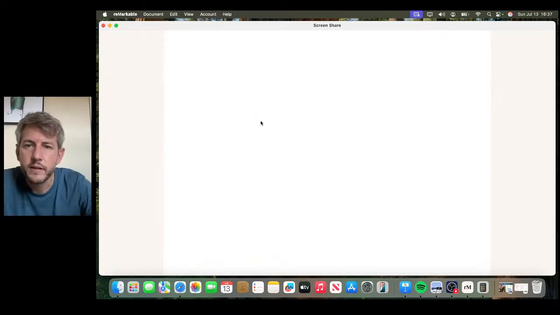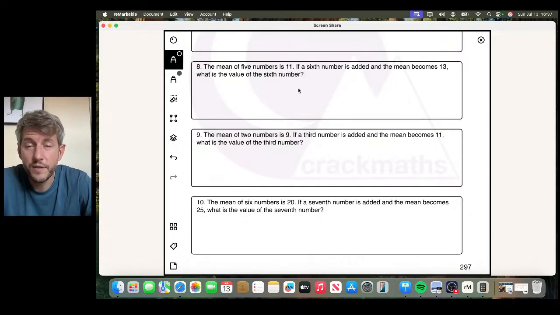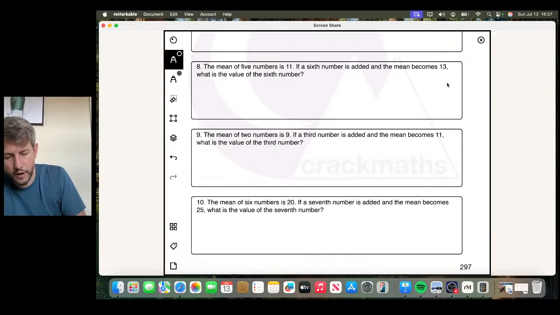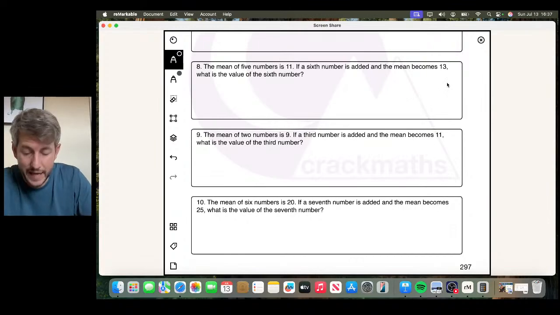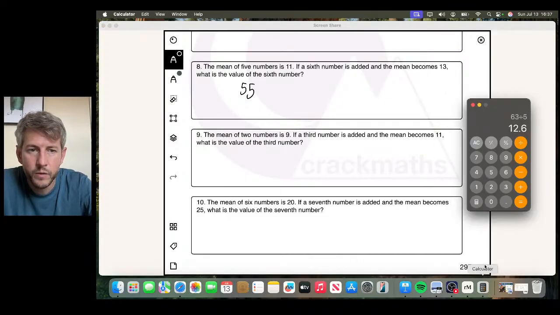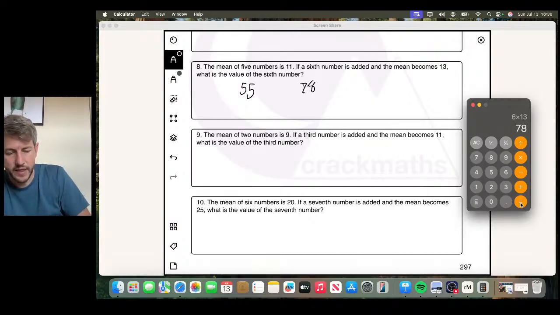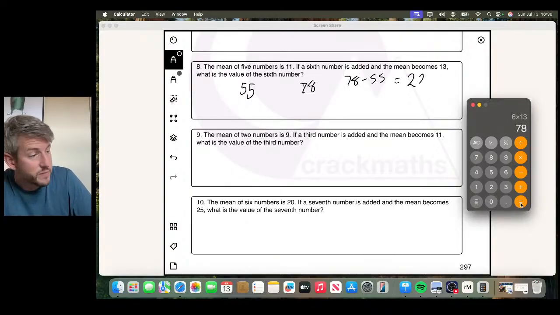Right, question 8. The mean of 5 numbers is 11. If a 6th number is added and the mean becomes 13, what is the value of the 6th number? So if there is 5 numbers with a mean of 11, they must add up to make 55. If there's 6 numbers with a mean of 13, they must add up to make 6 times 13. So they must add up to make 78, and then we just do 78 take away 55. So that means the additional number must have been 23.